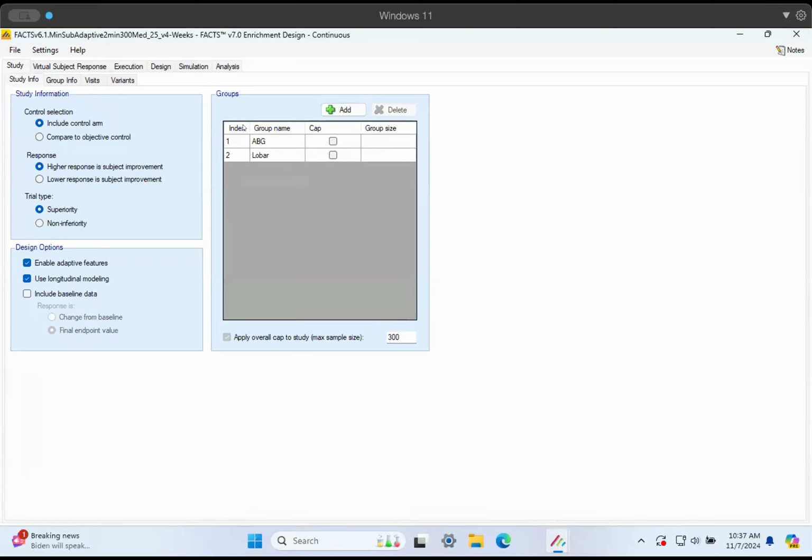There's no cap here. So the groups, I should talk about the groups. These are our subgroups, so ABG and lobar. These are enrichment groups. You can, in fact, add a cap, so we could cap the number of patients per subgroup. That's not what this design does. It has an overall sample size cap of 300, but we don't cap each subgroup specifically.